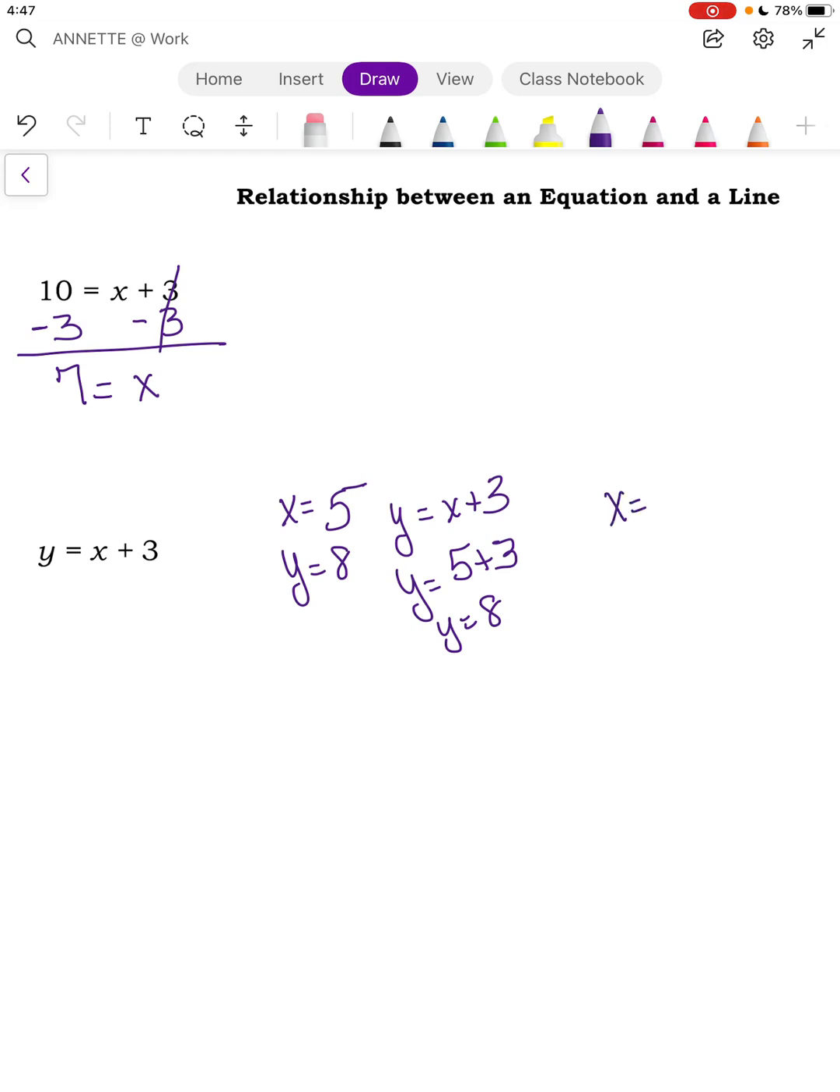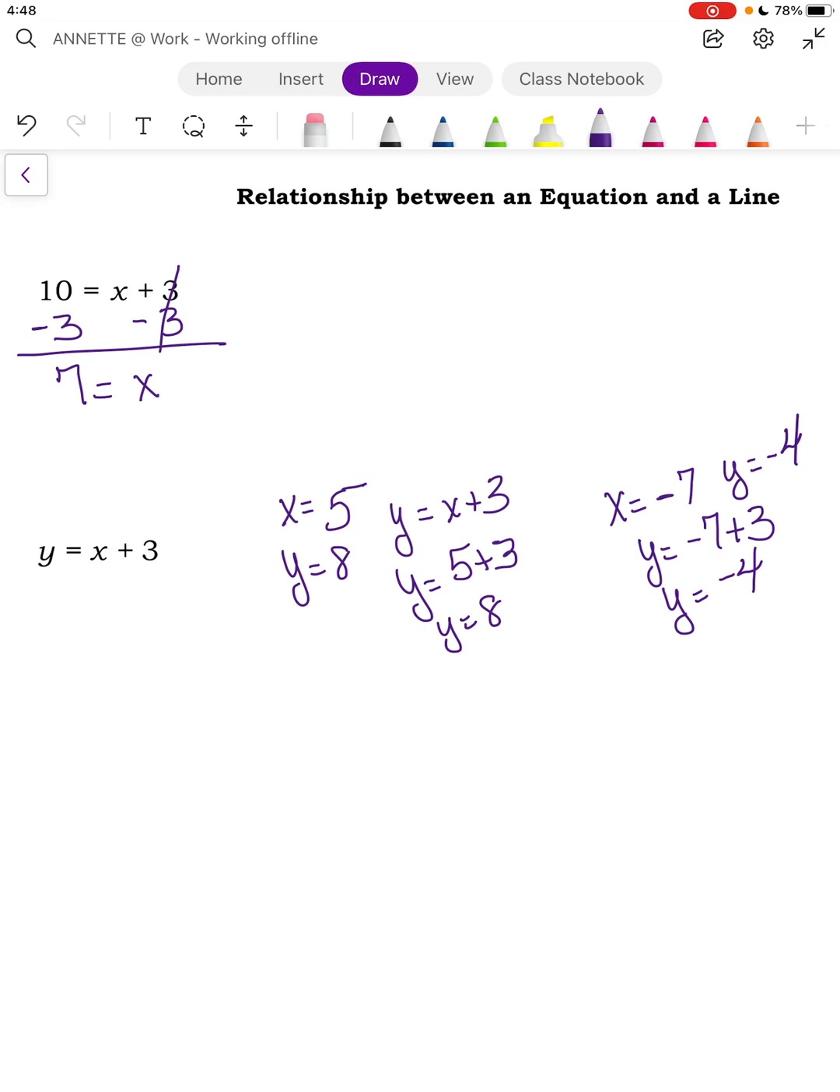Let's pick another number. Let's pick a negative number. Let's do negative 7. Let's say x is negative 7. So if we substitute in negative 7 for x, y equals negative 7 plus 3, then y would equal negative 4. So our equation, y equals x plus 3, is satisfied when x is negative 7 and y is negative 4. So that's another solution to our equation.